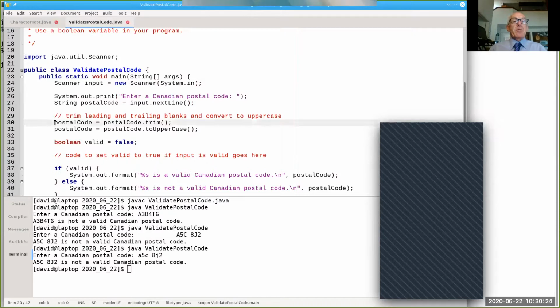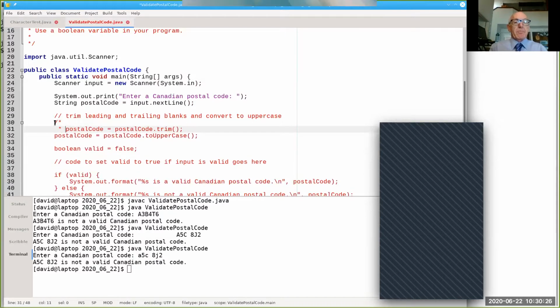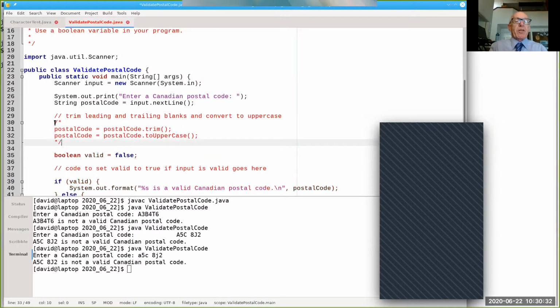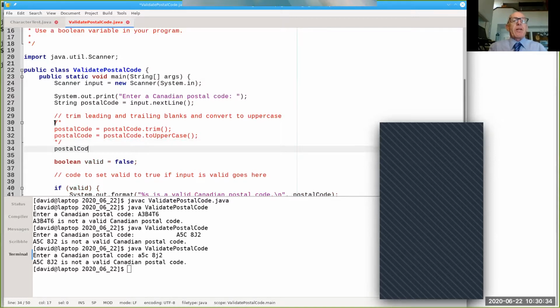I could do it in 2 steps, or I could do it in 1 step by doing what's called a chain of function calls. I can say postal code equals postal code dot trim, and that result will go to uppercase. If this sort of freaks you out to see this, then you don't have to use it. You can do it in 2 steps. Either one of them will work.